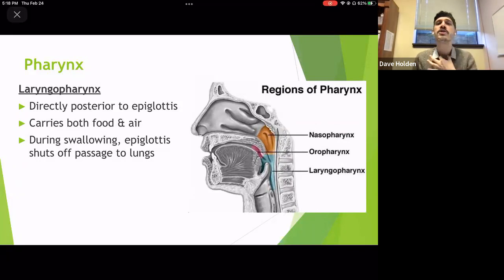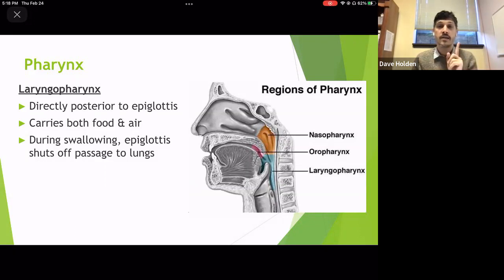So the laryngopharynx, now we're more here, in the upper part of the neck. This is directly posterior to the epiglottis. It carries both food and air. And during swallowing, the epiglottis will shut off access to the lungs. We don't want food in the lungs. We only want food in the stomach.